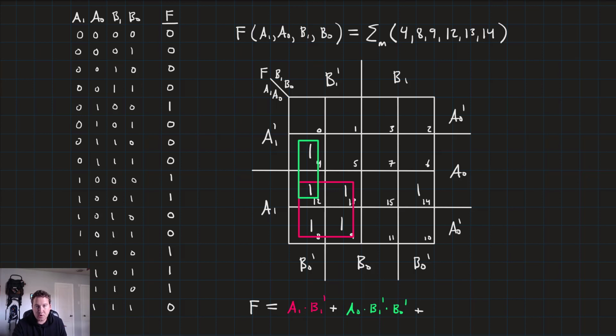And then finally, we've got term 14 over here, right? Remember that in four variable maps, we have adjacency on the outside. So 14 and 12 are adjacent to each other. So we can group those guys as a term, like so. And that'll give us A1, A0, and B0 not. A1 and A0 and B0 not. So there we go. Now it's time to implement our Boolean expression here in Verilog. So let's go ahead and do that.